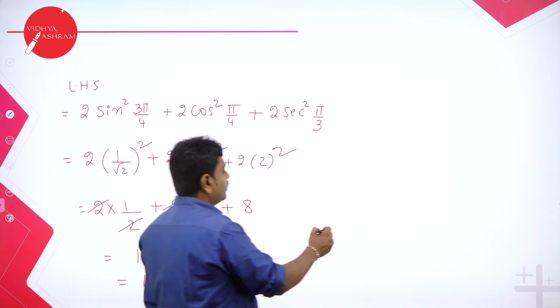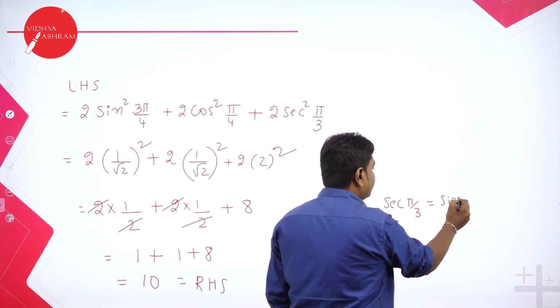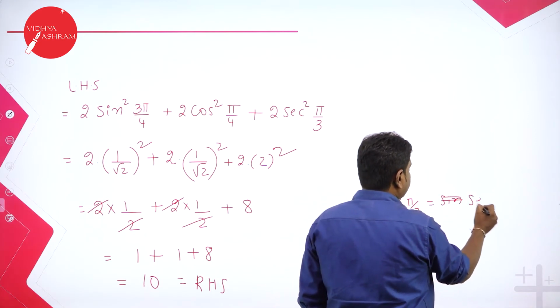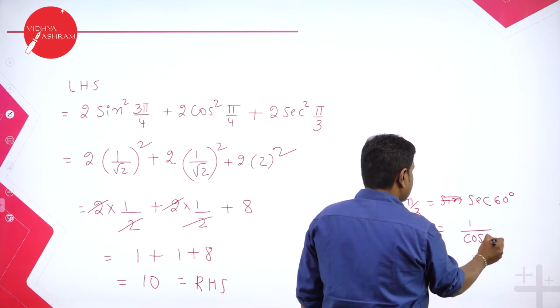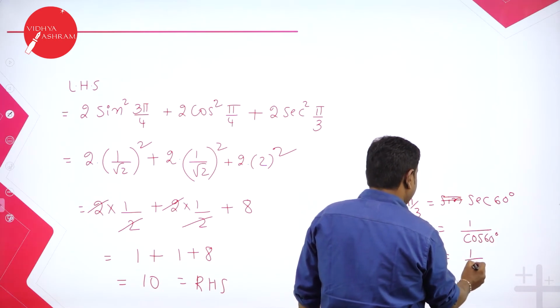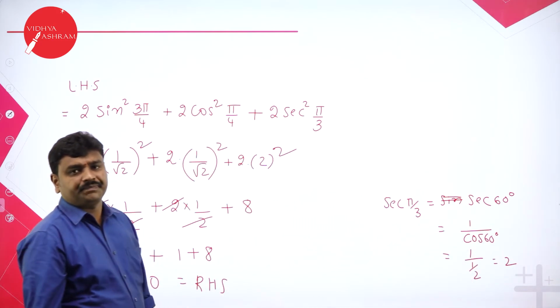Here we have secant pi by 3. What is meant by secant pi by 3? Secant pi by 3 means secant 60. Secant 60 means 1 by cos 60. So all of you know cos 60 is half. 1 by 1 by 2 becomes what? 2. Or reciprocal of cos 60.